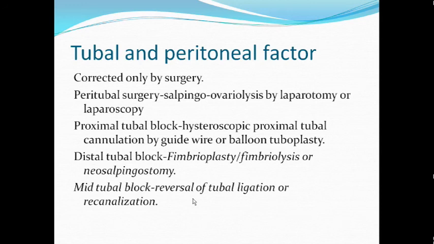It can be corrected only by surgery if you find your tube is not patent. Peritubal surgery can be in the form of salpingo-ovariolysis by laparotomy or laparoscopy. Proximal tube block you can treat by hysteroscopy or balloon tuboplasty. For distal tube block, you can do fimbrioplasty or fimbriolysis, or make a neosalpingostomy. For mid-tubal block, reversal of tubal ligation or recanalization can be done.